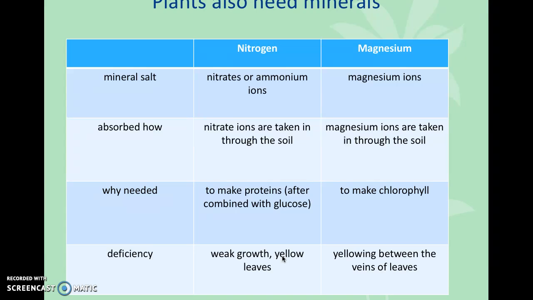They're used to make chlorophyll. If you have a deficiency in magnesium, you're going to see yellowing between the veins of the leaves. So both of these result in yellowing. Nitrogen deficiency will give overall yellow leaves, and they'll be more limp. Magnesium is specifically between the veins.